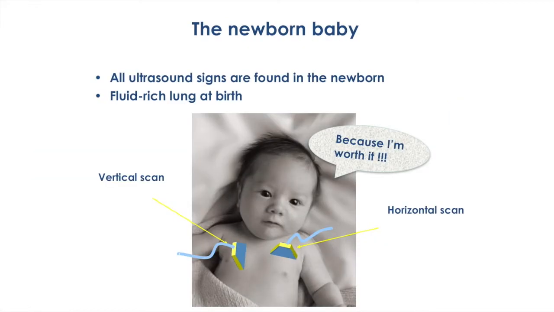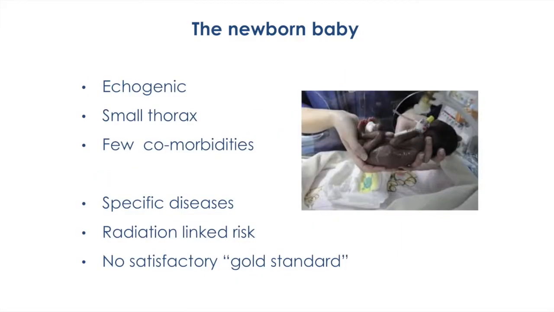If we move to the neonatal lung, all ultrasound signs described before can be found in the newborn. In addition, and this is helpful for us, the neonatal lung is very fluid rich. The newborn lung is echogenic. It's a small thorax, so it's fast to explore entirely. We are looking for specific disease. And lung ultrasound protects the newborn who is still in developmental stage from radiation.